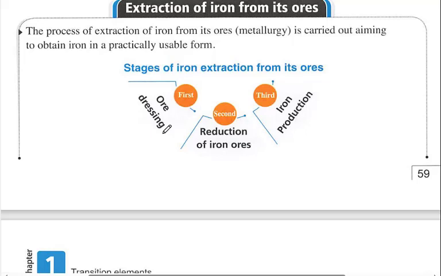Afterward, we'll concentrate this ore through three things: either by electric separation, magnetic separation, as iron has magnetic property, or by surface tension. These are the physical and mechanical improvements: crushing, sintering, and concentrating.